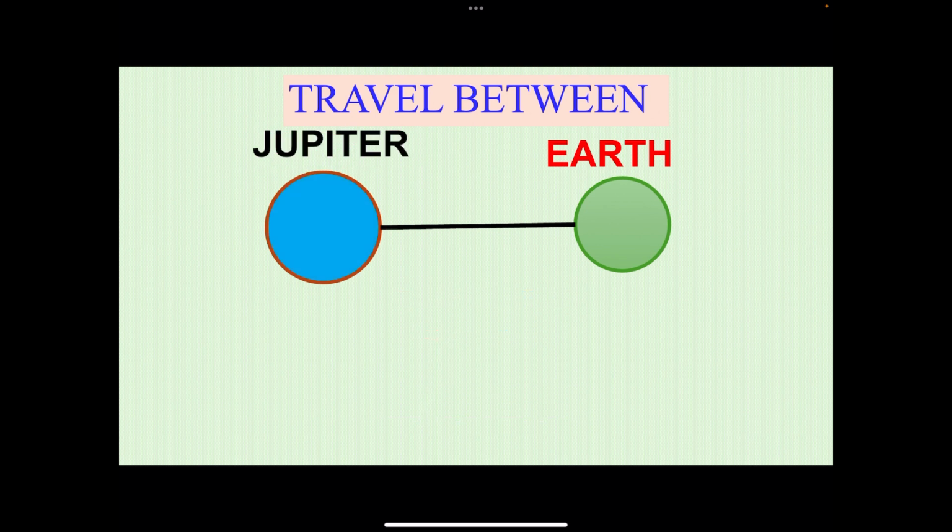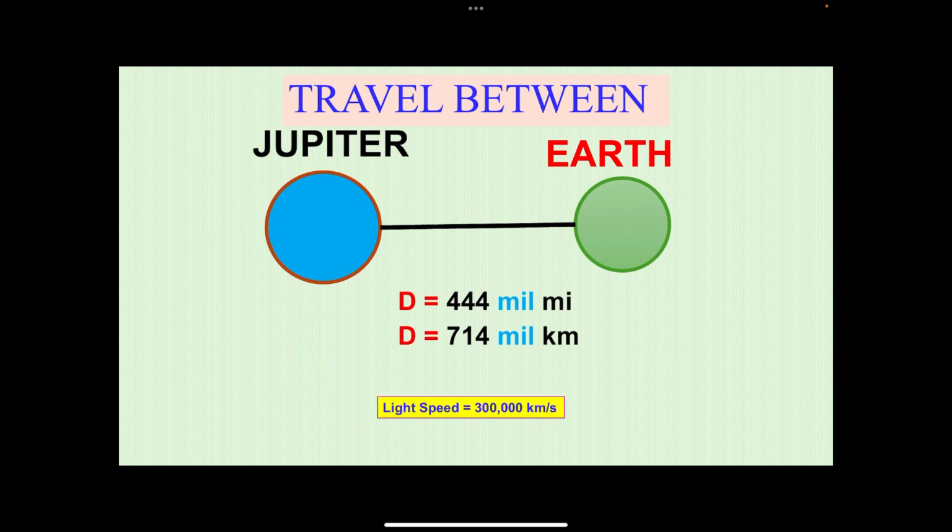Next, we look at Jupiter, and the distance between the Earth and Jupiter is around 444 million miles, which is around 714 million kilometers. Light traveling at a speed of 300,000 kilometers per second will require about 39.7, almost 40 minutes to cover the distance between Earth and Jupiter.